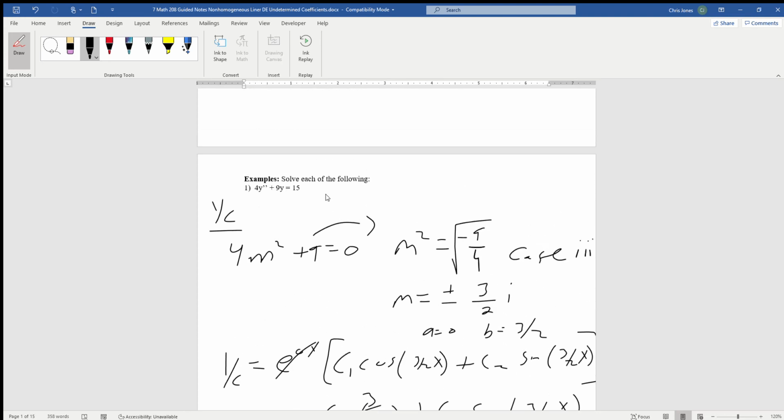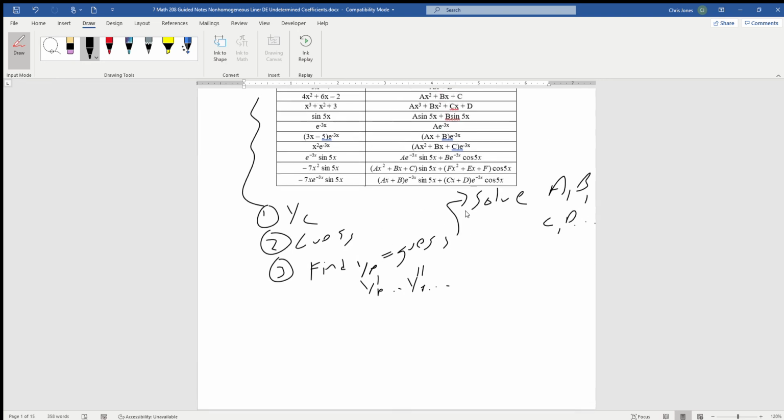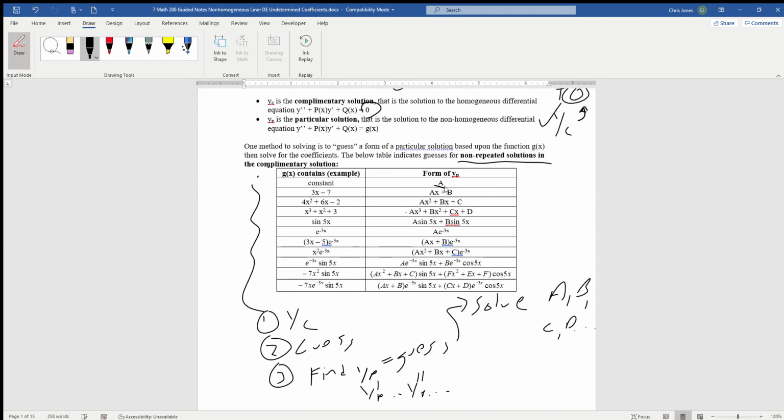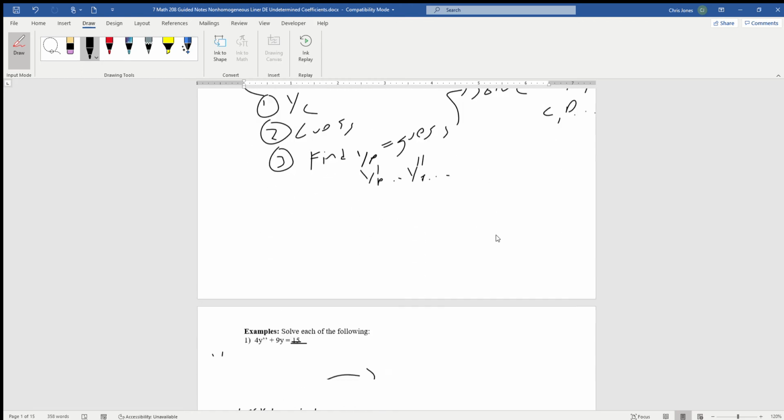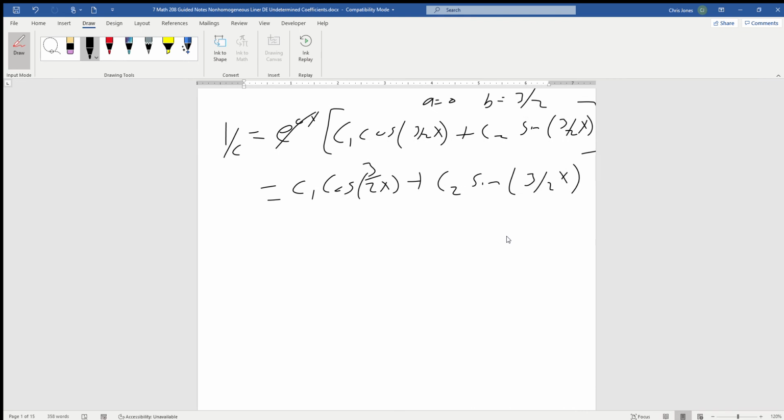Now the particular solution says that we look at the right-hand side. It's a constant. So we go back up to the table, and we're just going to set that equal to a, because it is a constant. Okay, so anytime that the right-hand side is a constant, just set that equal to a. So we're going to guess that yp is equal to a.